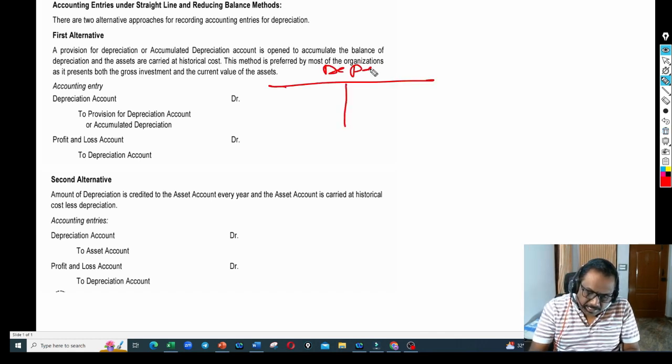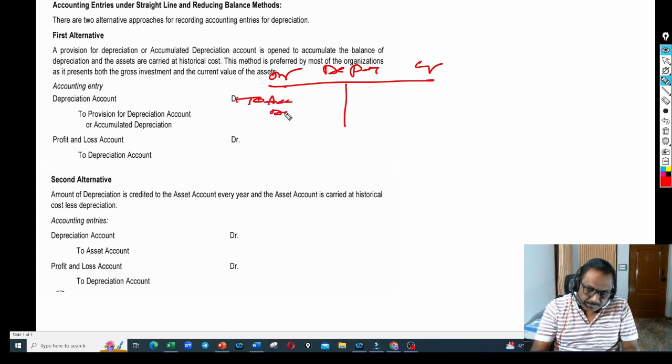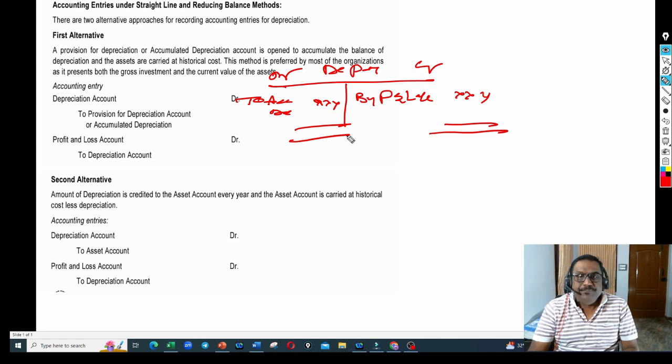If you prepare the depreciation account, what do we do? The first entry in this method, I'm talking about this method: we debit the depreciation account. Then this amount has to be transferred to the profit and loss account, by profit and loss account. So the depreciation account will be closed.